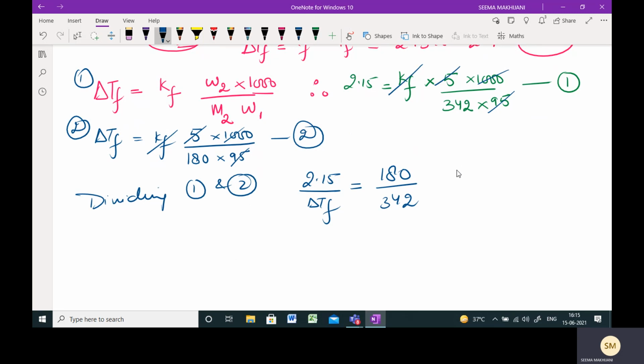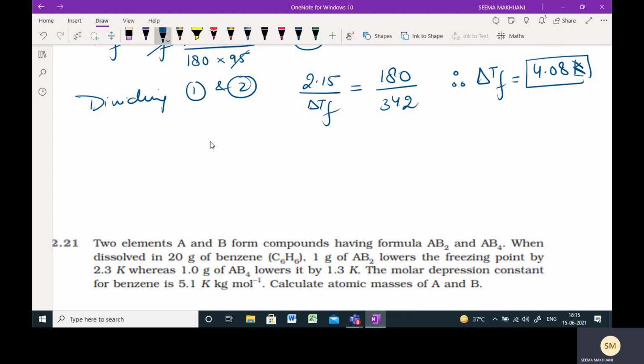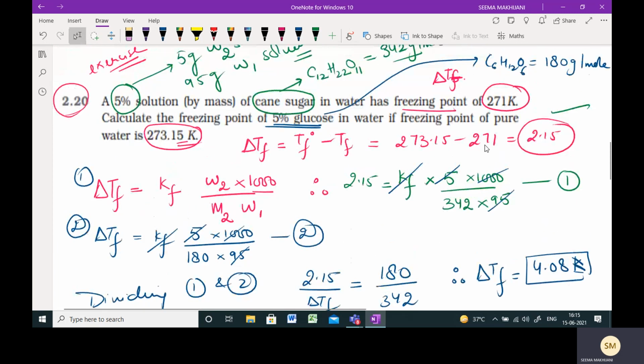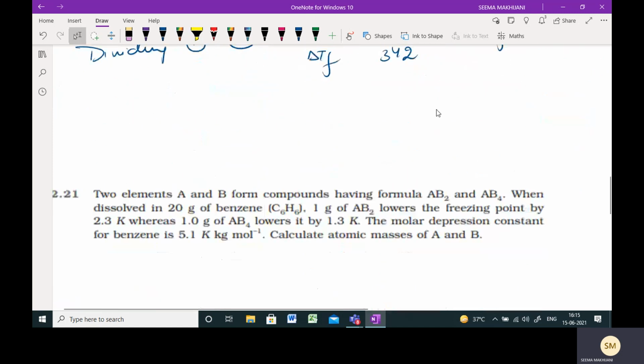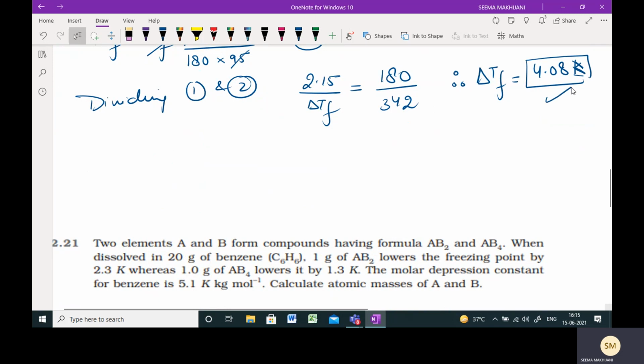Solving this, therefore your delta TF can be solved and your value comes out to be 4.08 Kelvin. और डिग्री सी करना है तो बात की बात. Now delta TF में यूनिट आप नहीं भी लिखेंगे तो चलेगा. ये delta TF है, मतलब depression and freezing point. But the question asked, as you can see, is find the freezing point निकालना है. Elevation, depression and freezing point नहीं बोला है. Delta TF तो निकाल लिया 4.08.